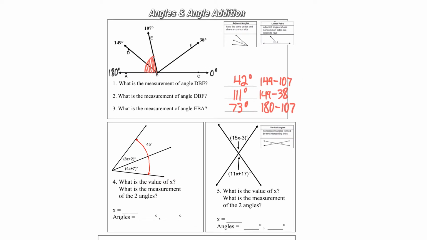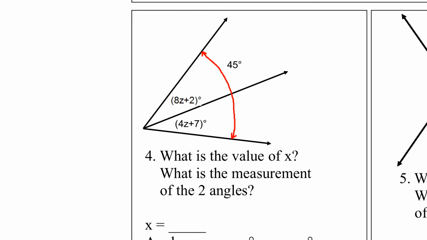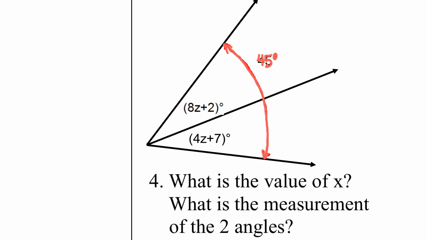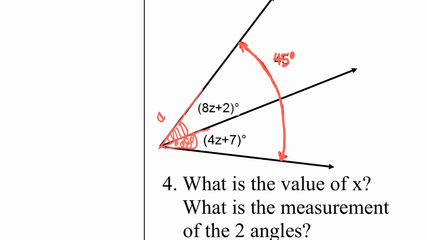All right. So on number 4, now we've got 2 angles here, and what this right here means is that this whole angle from there to there is 45 degrees, okay? So this angle right here and this angle right here, what type of angle are these? Are they just adjacent? Right. Yes, you're right, they are adjacent.